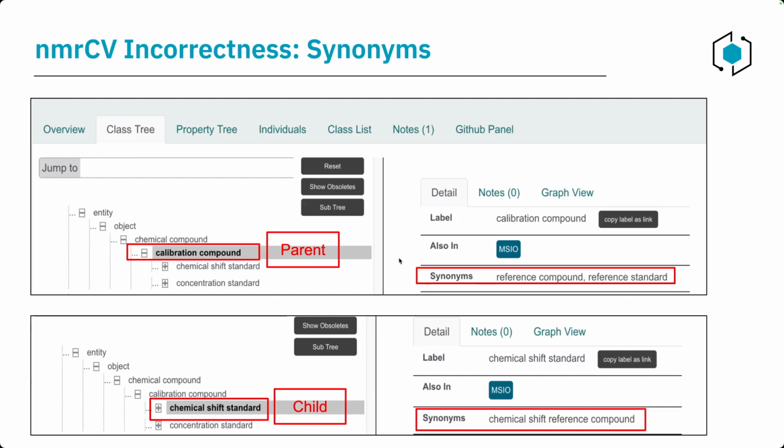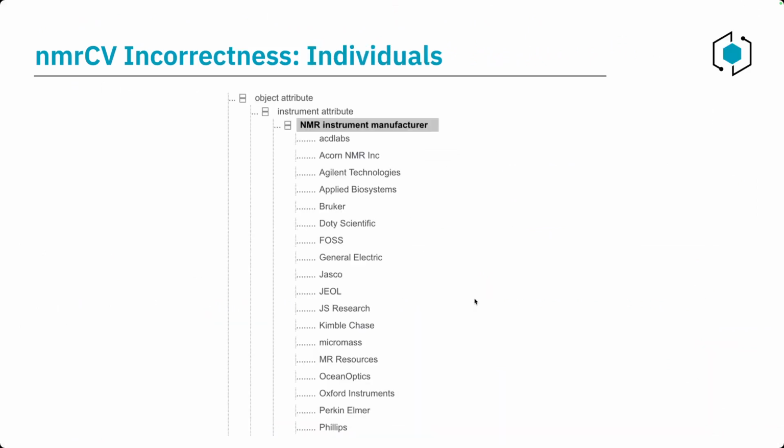There's also incorrectness in the use of synonyms. For instance, here we have the calibration compound, and it's a parent class, and one of its synonyms is reference compound. And then if we look into the children of calibration compound, we see one child that has the synonym reference compound again. So the parent and the child are provided as synonyms. Other issues we had is the individuals.